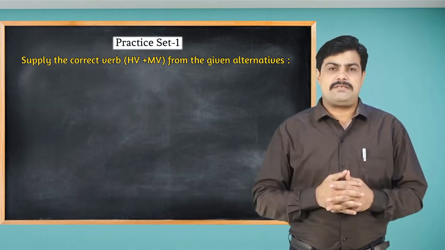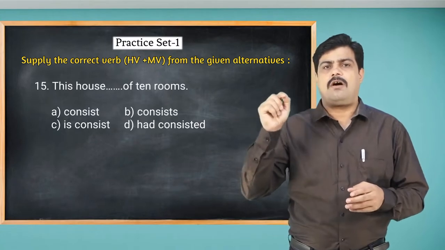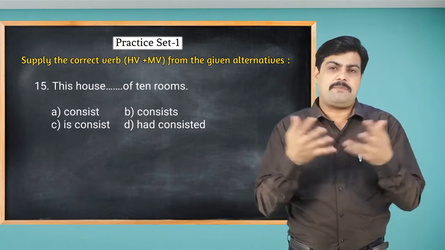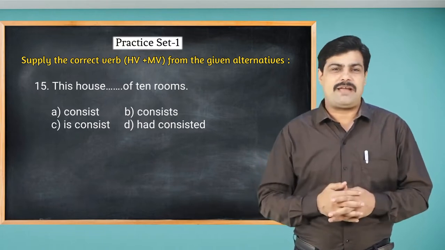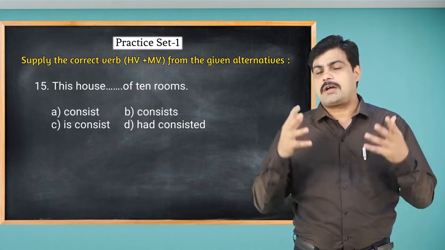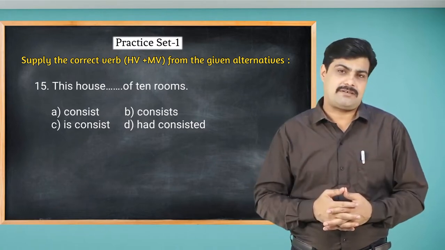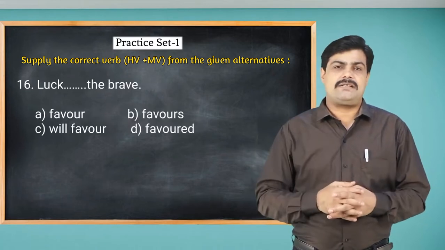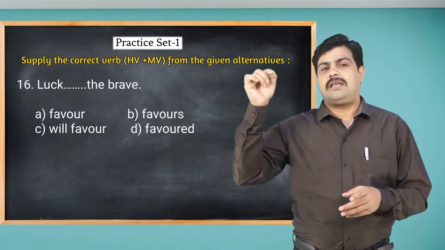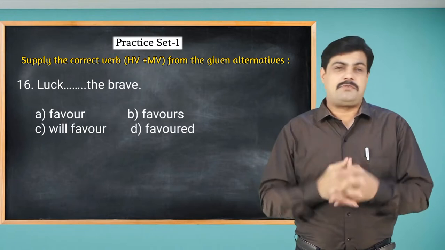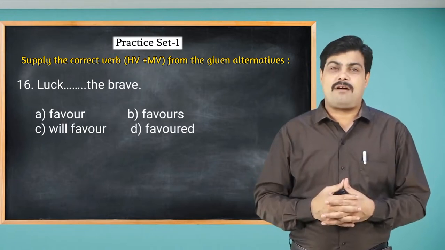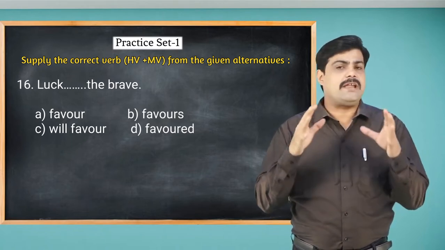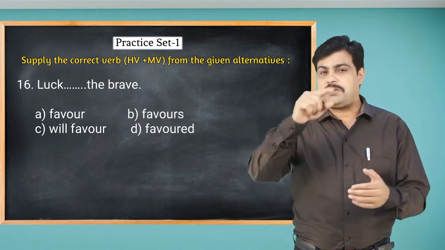Now let's take another sentence. This house dash of 10 rooms. Now this sentence is a statement in present and B option would be right here. So this house consists of 10 rooms is the correct sentence. Now let's take another sentence. Luck dash the brave. It is a fact, you know. It is a proverb. We have heard it. And these types of proverbs are always spoken and written in present indefinite tense. So option B is right.